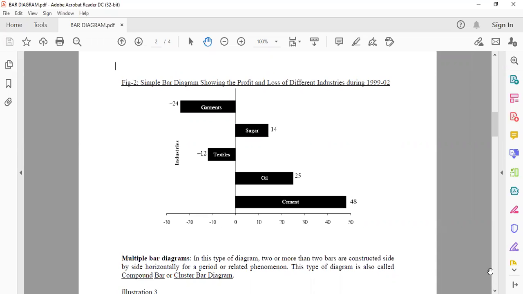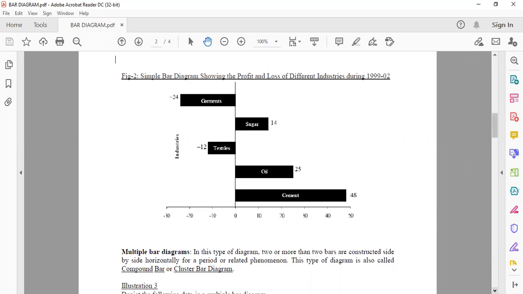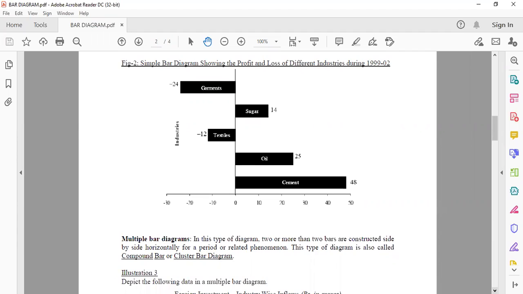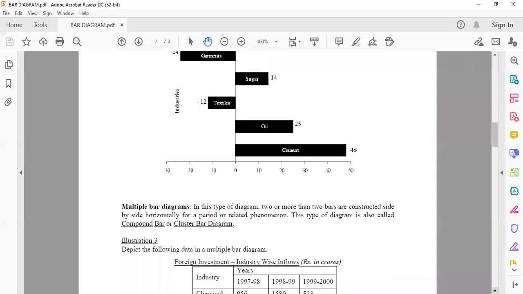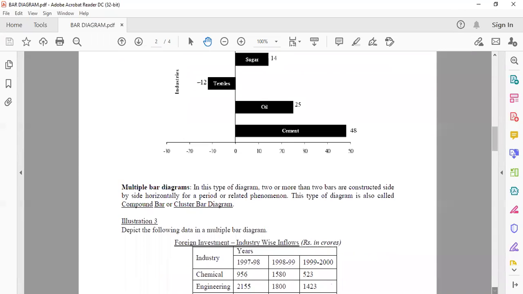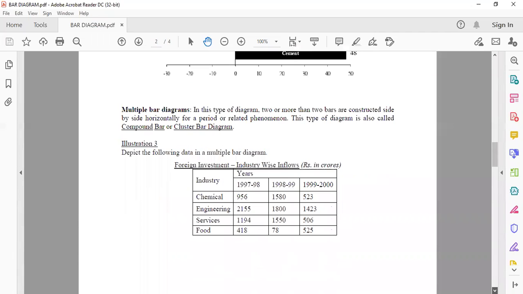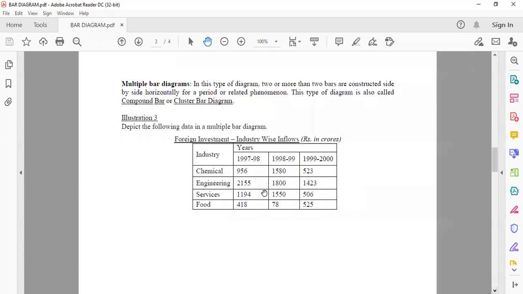Okay. Now multiple bar. What is the multiple bar? Here you see there is a bivariate data. Although bivariate data is not in our syllabus, sometimes you get this type of questions in your previous year question paper. So I am bound to do this.